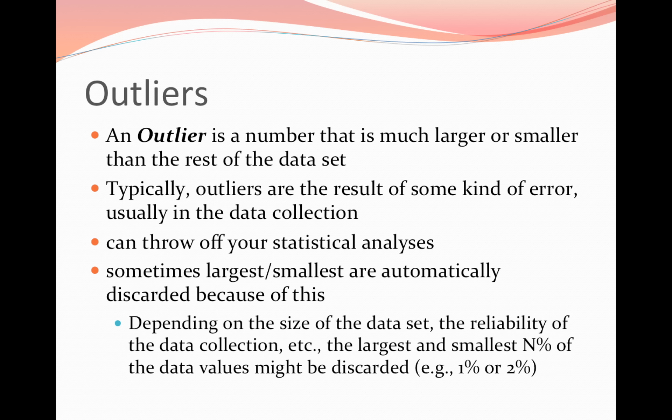But depending on the size of your data set, the reliability of the collection of the data, and so forth, just the largest and smallest values probably won't be enough. So what we do is we discard the largest and the smallest n% of the data values. For example, 1% of the data values or 2% of the data values.